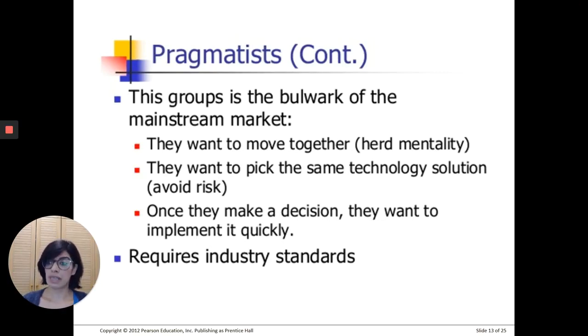So they have a bit of a herd mentality. They want to move together. They want to avoid risk by picking the technologies that other people are using. But once they make the decision, they want it to be implemented very quickly. So what they look for is industry standards. So this is your mass market. These are the people that you will reach once your product has been tested.